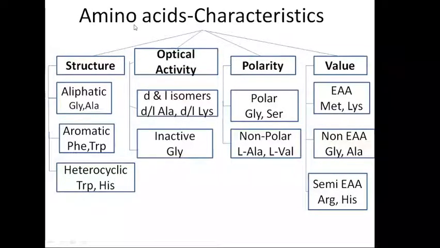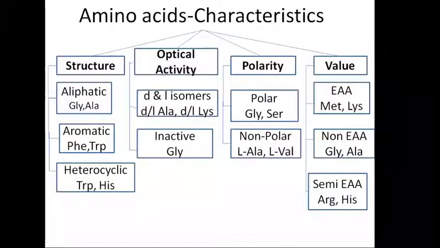The amino acids have been categorized or classified based on number 1, the structure, number 2, the optical activity, number 3, polarity, and number 4, the nutritional value. Coming to the first, based on the structure, the amino acids have been categorized into the aliphatic amino acids or the simple amino acids. In this, the R group is either non-polar or hydrophobic.